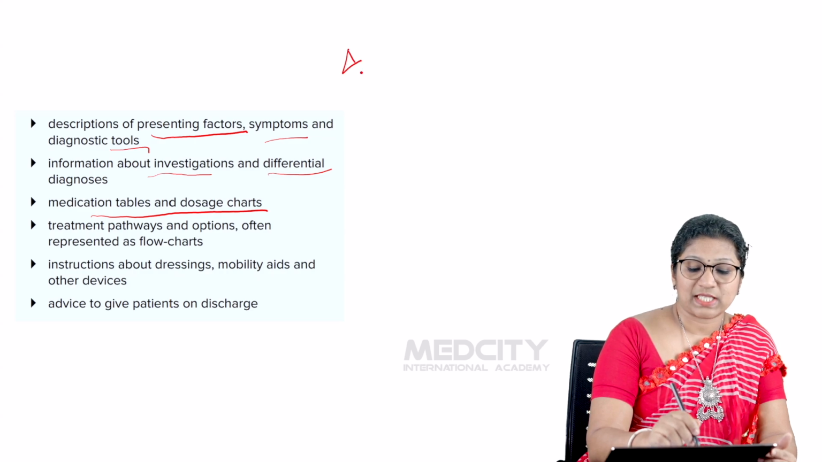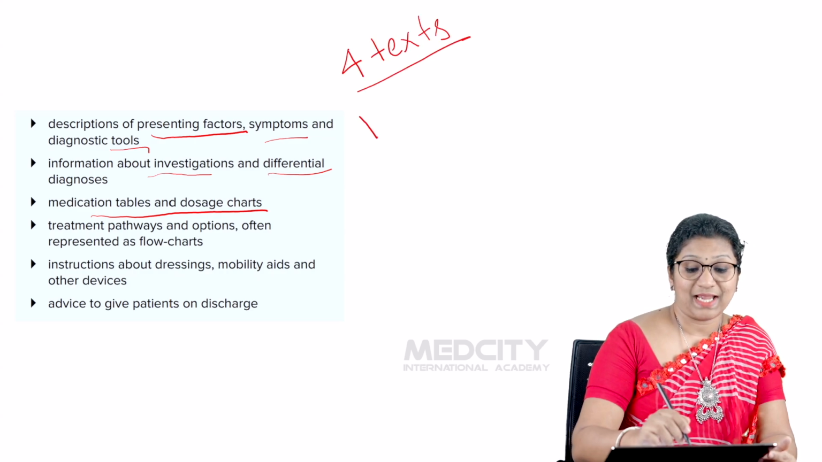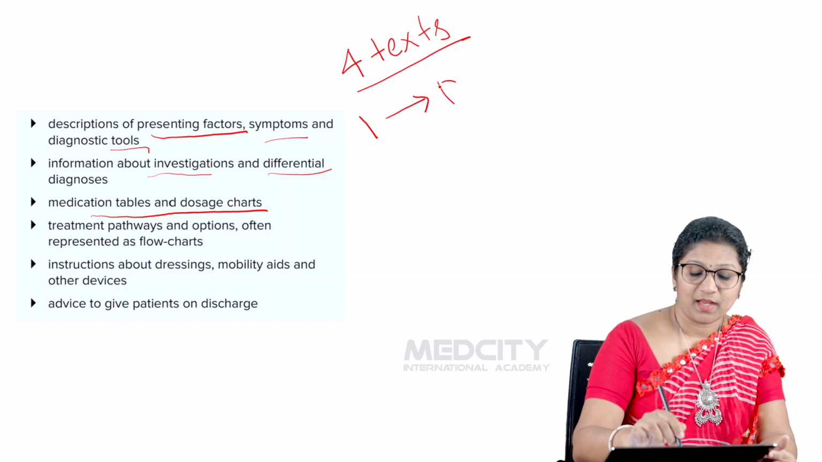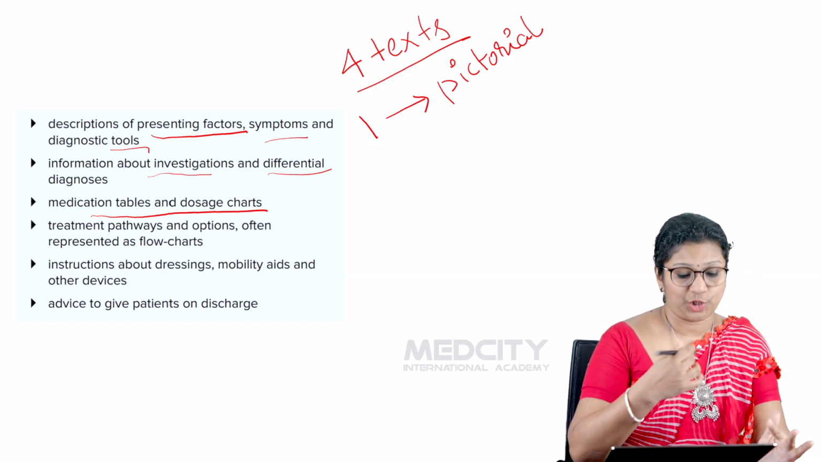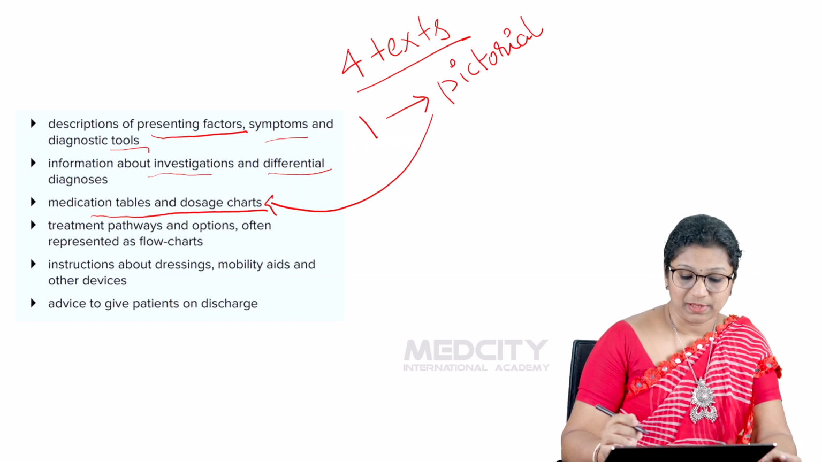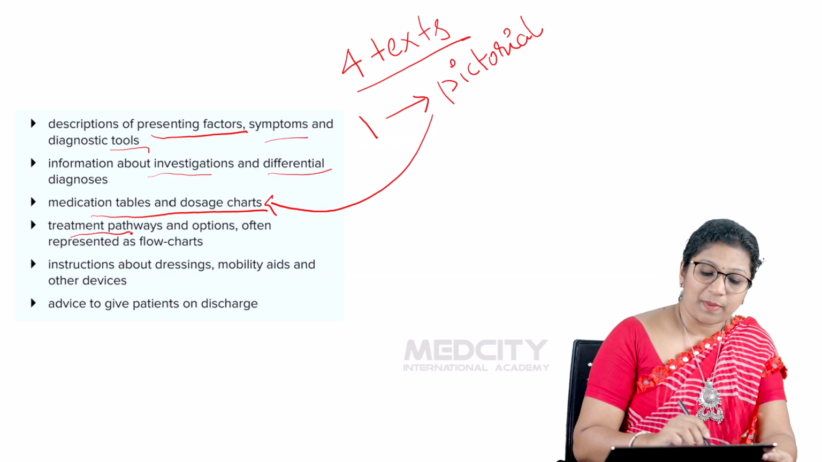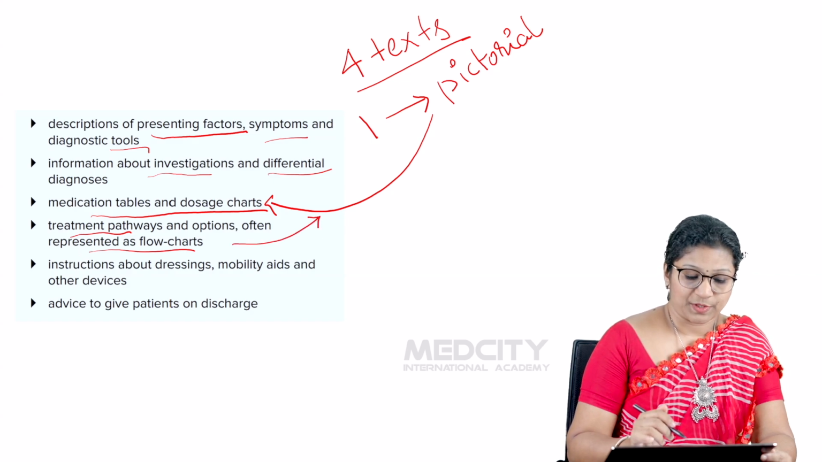Out of the 4 texts given, 1 is likely to be a pictorial representation. So pictorial representation means it could be a graph, it could be a chart. So there is a possibility of dosage charts or medication tables. You might have treatment pathways, options represented as flow charts. So this is also a possibility.